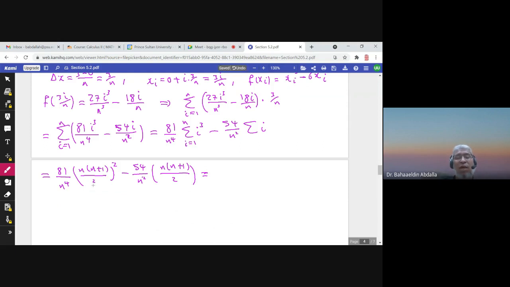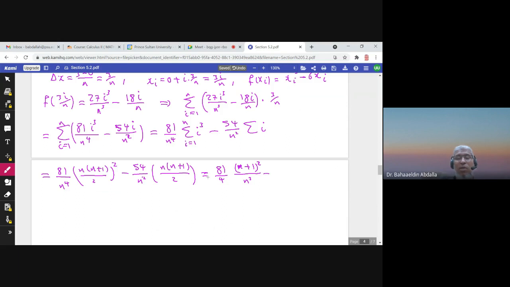You have, or we have 2 square here, so it would be 81 over 4. 2 square is 4. And I have n square here and n to the power 4 below. So I will have n square in the denominator, which cancels with this n square, and I will have n plus 1 to the power 2 in the numerator. All right.